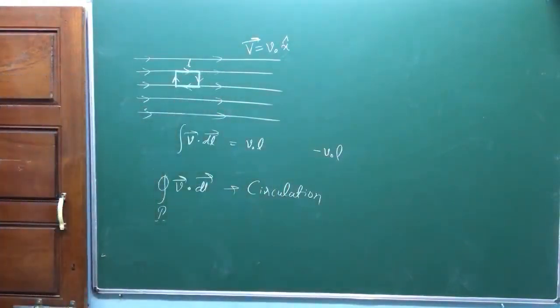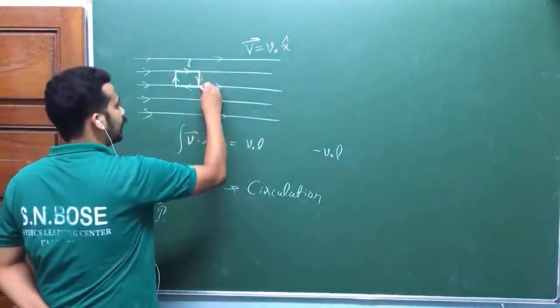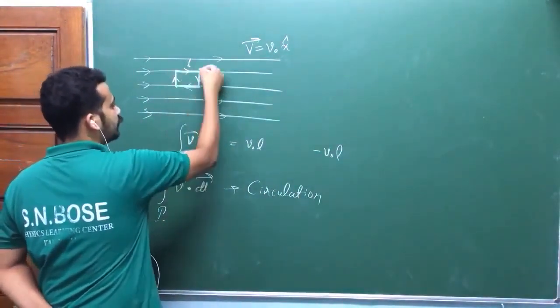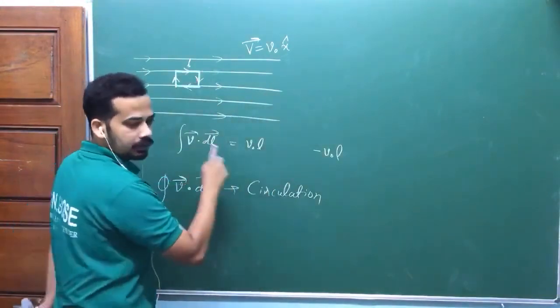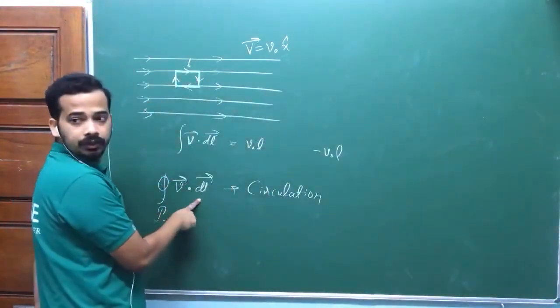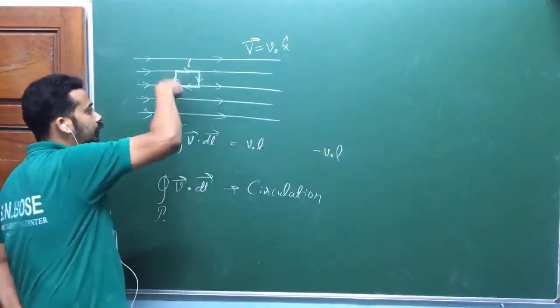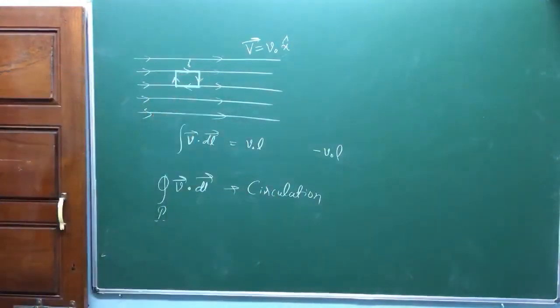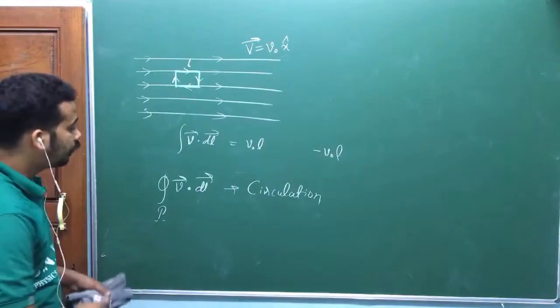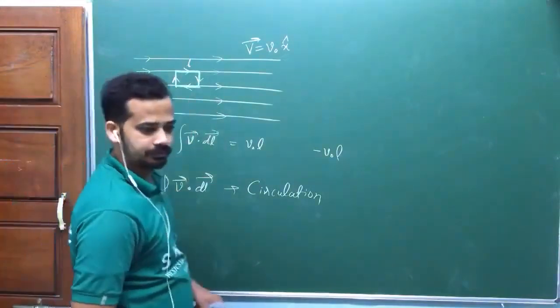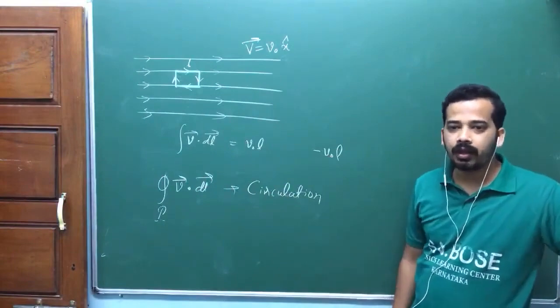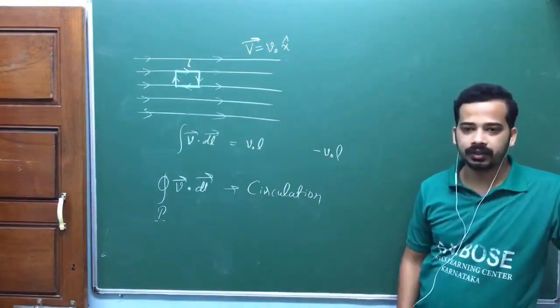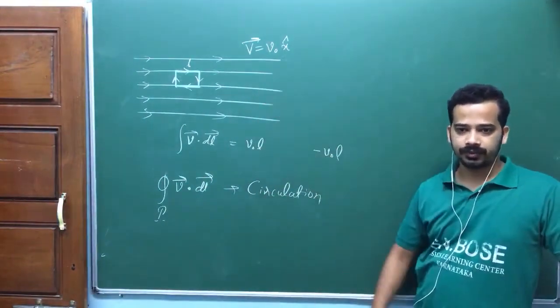As a result, look at here. Along this line and along this line, your dl vector is perpendicular to your vector field. That dot product vanishes. Is that okay? So the total line integral will be 0. Now we say circulation is 0 in this case. Why? Our vector field is not circulating, it is going parallel to each other.